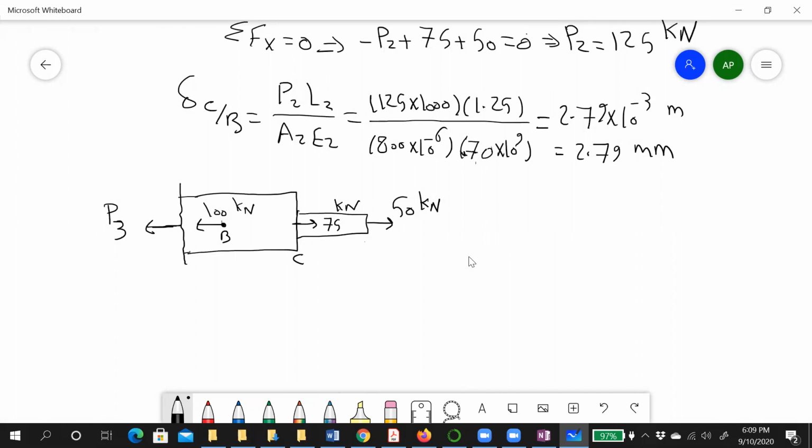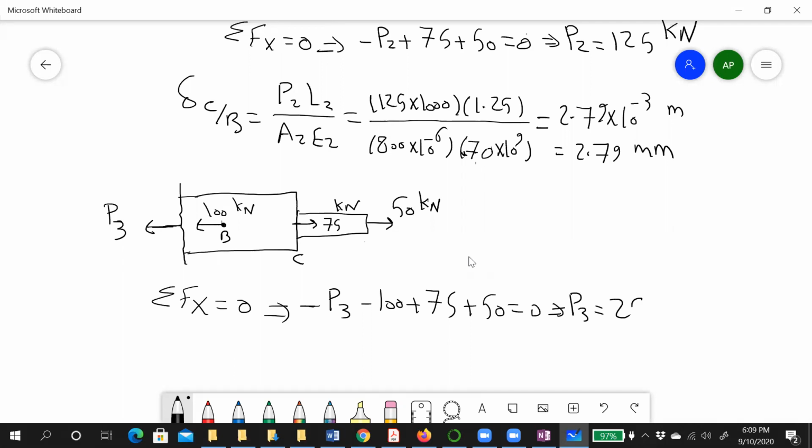Okay, and delta B, let's do the summation of force in the direction of X: negative P3 minus 100 plus 75 plus 50. What's the answer? It is 25, right? P3 is 25 kilonewton.